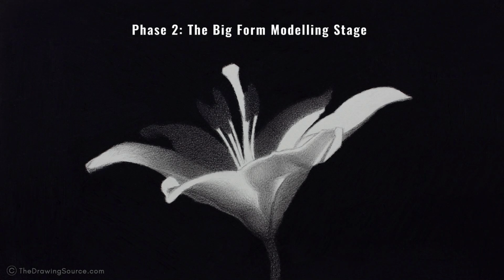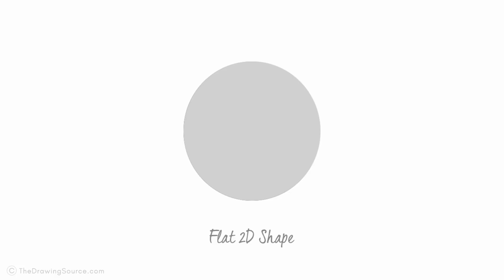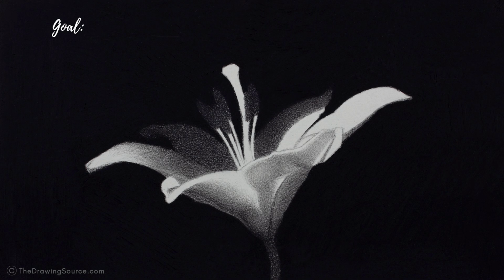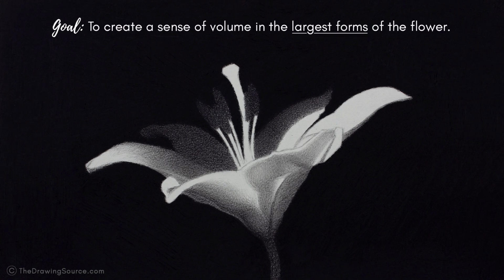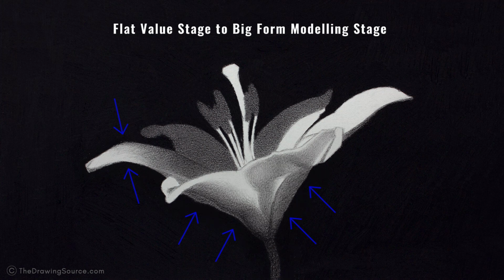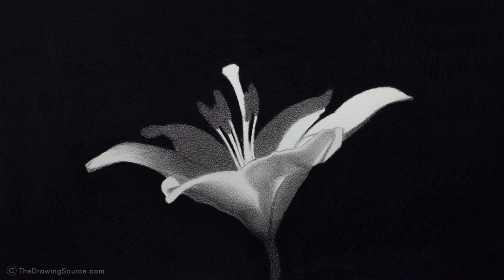Our next stage is the big form modeling stage. Here we shift our thinking from flat 2-dimensional shapes to round 3-dimensional forms. Our goal in this stage is to create a sense of volume in the largest forms of the flower, such as the far left petal and the 2 front petals. We can do this by softening the edges between the shadow shapes and the light shapes to create smooth gradations. This can also be called turning the form or modeling the big forms.